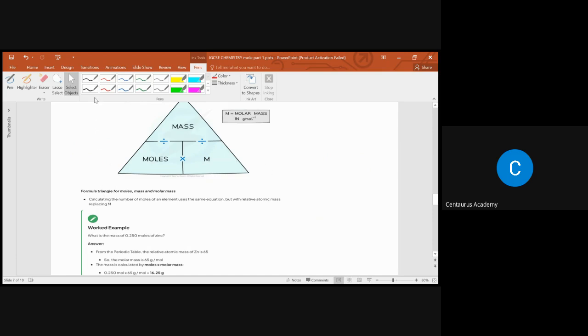For instance, what would be the mass of 0.25 moles of zinc? You have to find out the mass. Mass is equal to moles times, since zinc is the atom here, so you're going to use it in elemental form, the relative atomic mass. The relative atomic mass of zinc is 65. 65 times 0.25 moles will become the mass of zinc present in this much amount of moles. Are you clear?